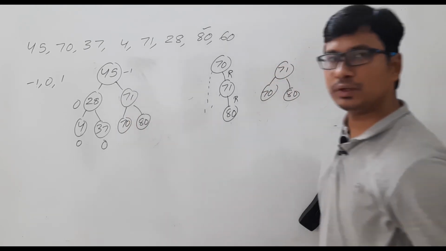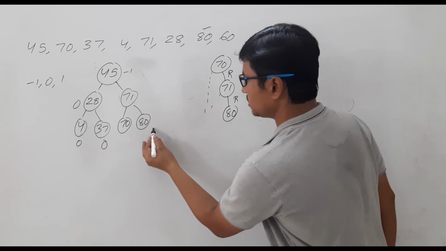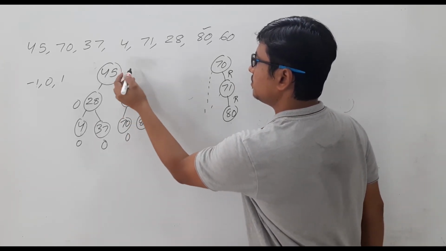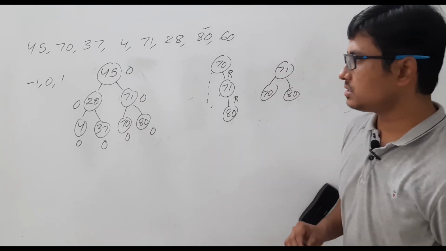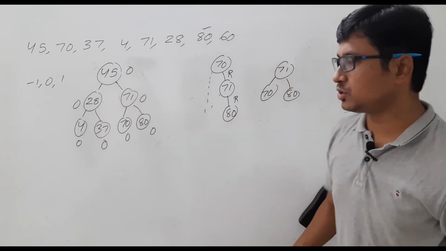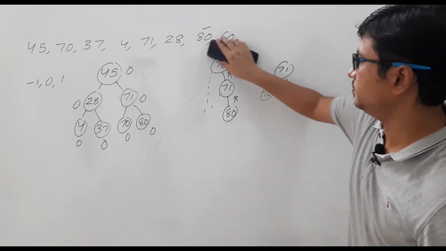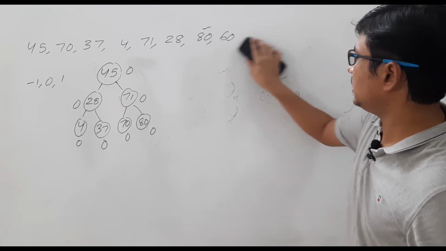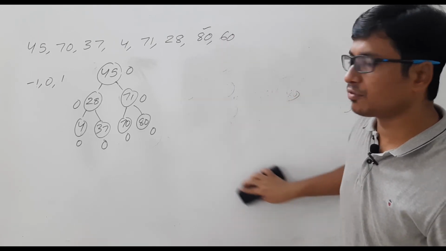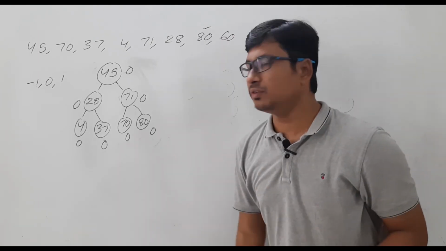Is it clear? Now you compute the balancing factor of each node. This is 0, this is 0, this is 0 and this one will be 0 because height of the left subtree is 2, height of the right subtree is 2, so 2 minus 2 is 0. So after inserting 80, we got the RR rotation and then after performing it, we got the AVL tree.